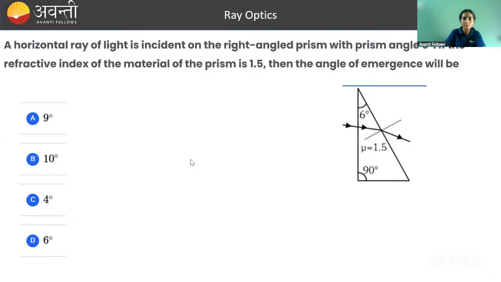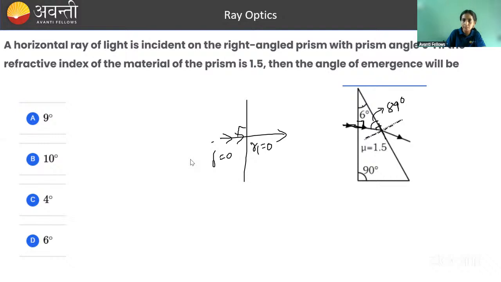So if you see here, this ray of light is entering horizontally. It means the angle of incidence is 90 degree, so i is 0. Here r1 will be 0, so the ray of light will go like this. This is also 90, and if this is 6 degree, this will become 84 degree.